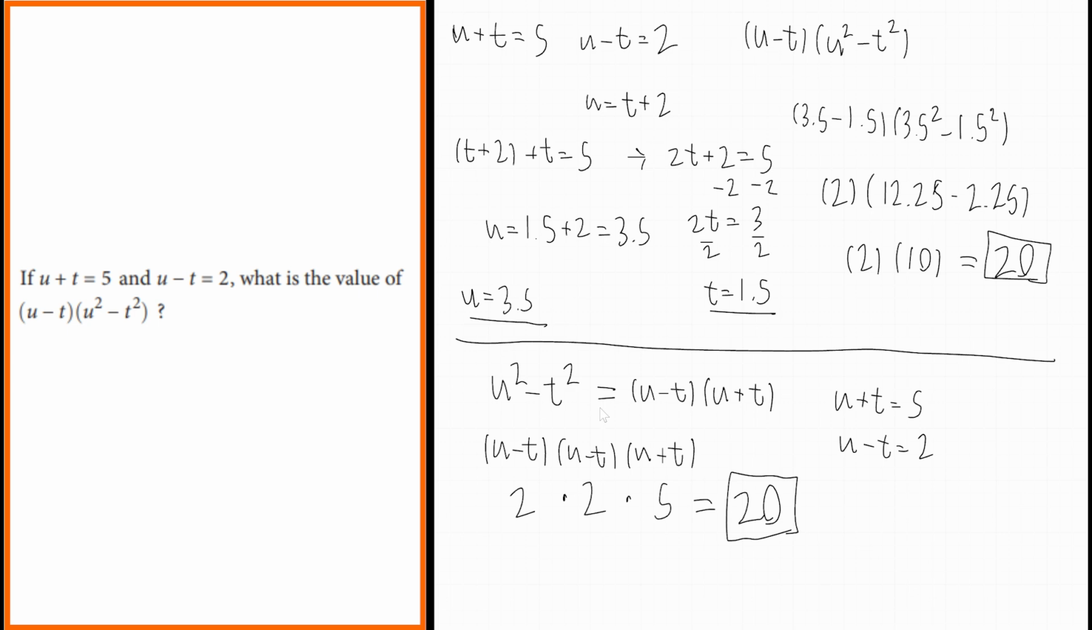So the real insight of this problem is to realize that this u squared minus t squared term in the expression that we're looking for can be factored out into terms that we already have the values of, so that we can skip the whole process of solving the linear system of equations, finding u and t, plugging them back in, and we can just put our expression in terms of values that we already have from the start of the problem and solve it in much less time.